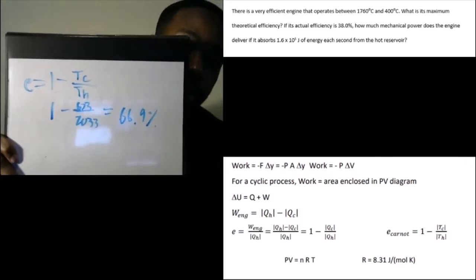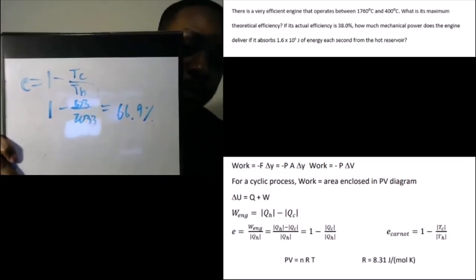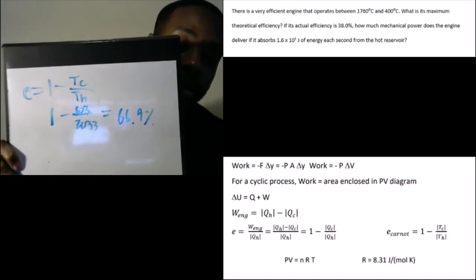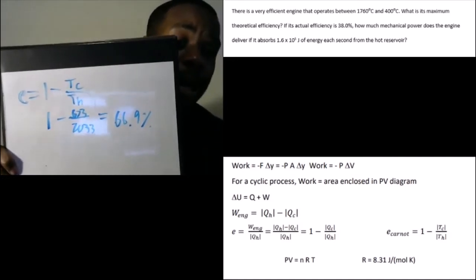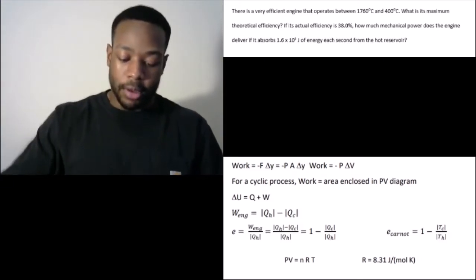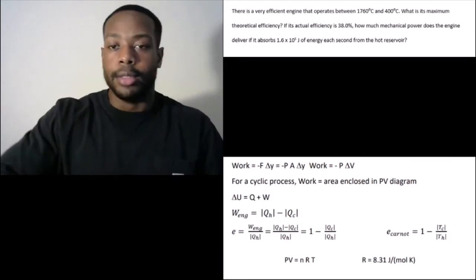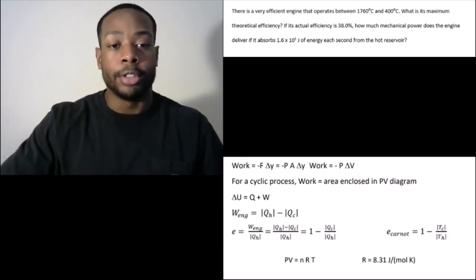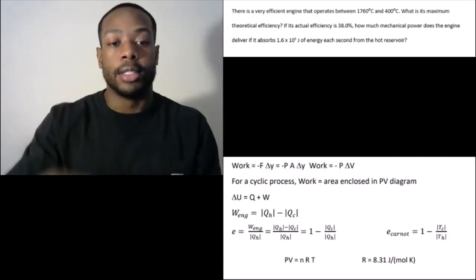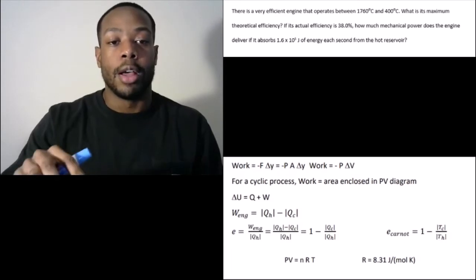So you notice I used the low temperature for TC, I used the high temperature for TH. I of course converted those to kelvins, and yeah, not too complicated there. You should be able to do that with no trouble. You just want to make sure you're using your Carnot equation to find your maximum theoretical efficiency.